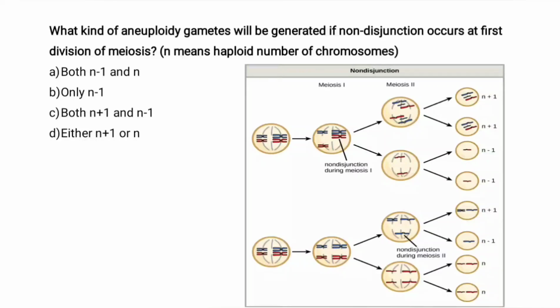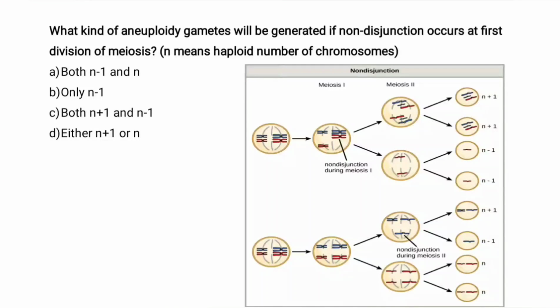Non-disjunction can occur during either meiosis 1 or meiosis 2 with different results. Non-disjunction in meiosis 1 occurs when tetrads fail to separate during anaphase 1, and at the end of meiosis 1 there will be two haploid daughter cells, one with n plus 1 composition and the other with n minus 1. It means if homologous chromosomes fail to separate during meiosis 1, the result is two gametes that lack the chromosome and two gametes with two copies of the chromosome.